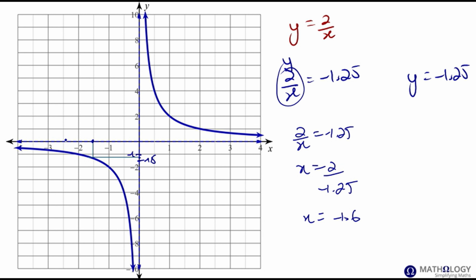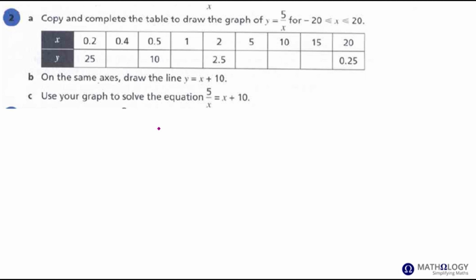Complete the table to draw the graph of y equals 5 over x for x values between minus 20 and 20. Okay, so again, we just take all these x values that they've listed for us, and we substitute them into the function and get the corresponding y value.